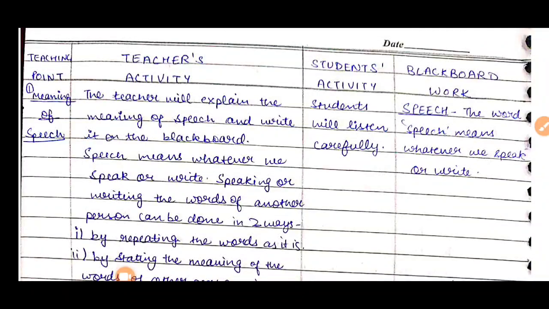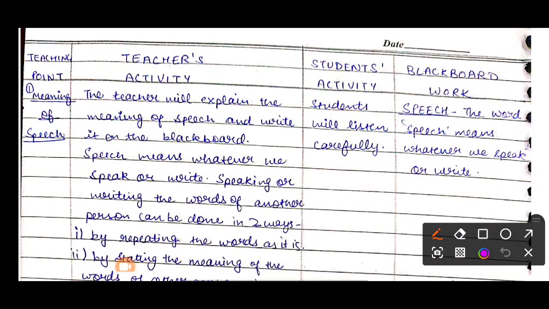The first teaching point is the meaning of speech. Now the teacher will explain the meaning of speech and write it on the blackboard. So we will write here: speech. The word speech means whatever we speak or write. And she will say it aloud also, that speech means whatever we speak or write.